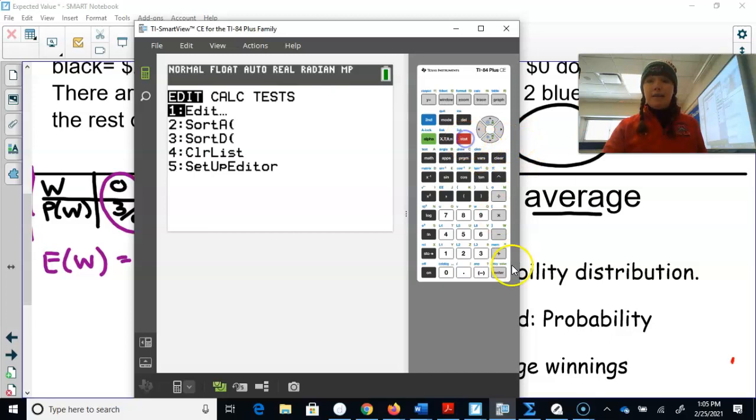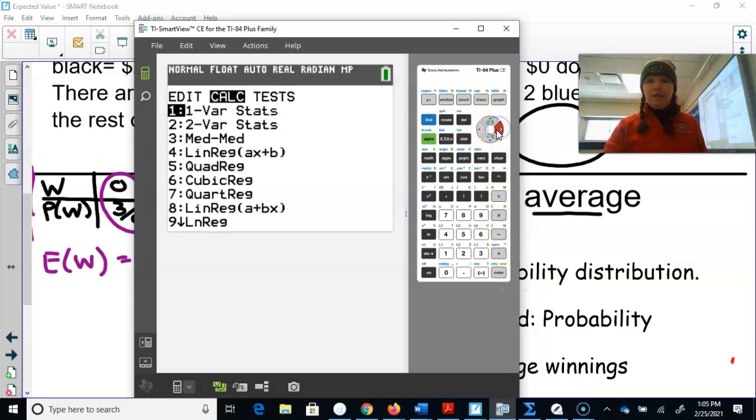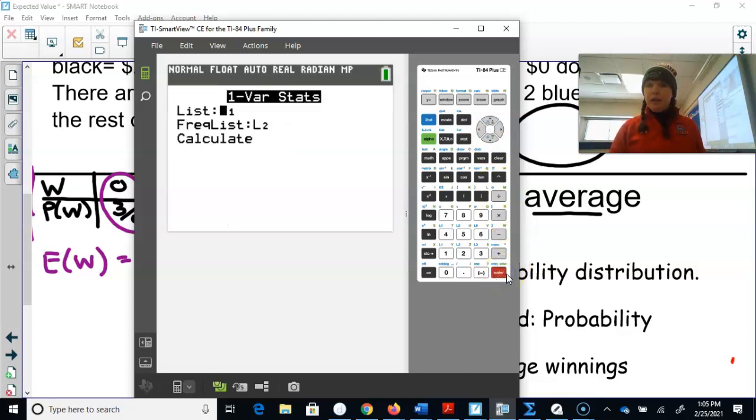I want to hit Stat. I see this screen. I want to arrow over to Calc. I see this screen. I want to hit Enter on one variable statistics. I see this screen. Now, if you have the old calculator, you can go ahead and hit Enter because your old calculator will automatically do it for you.